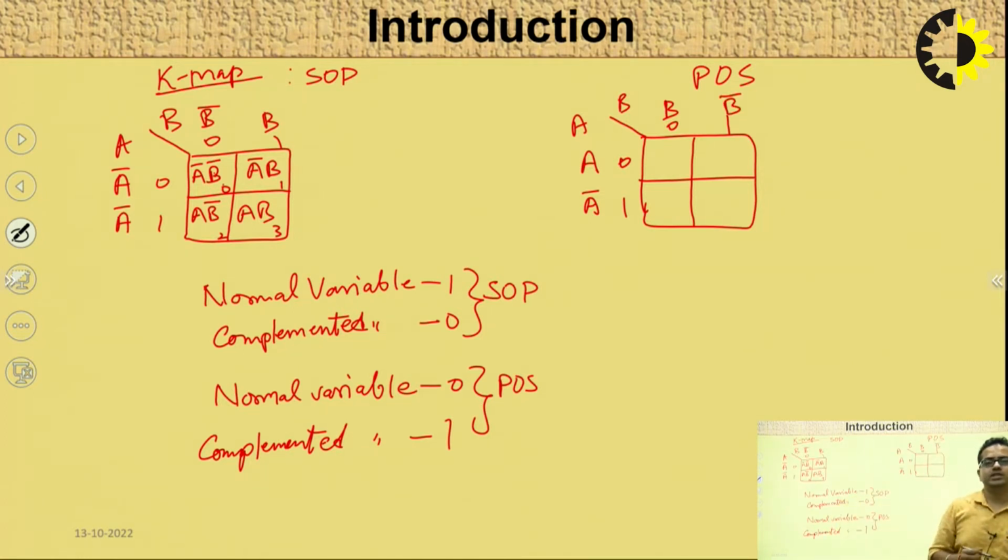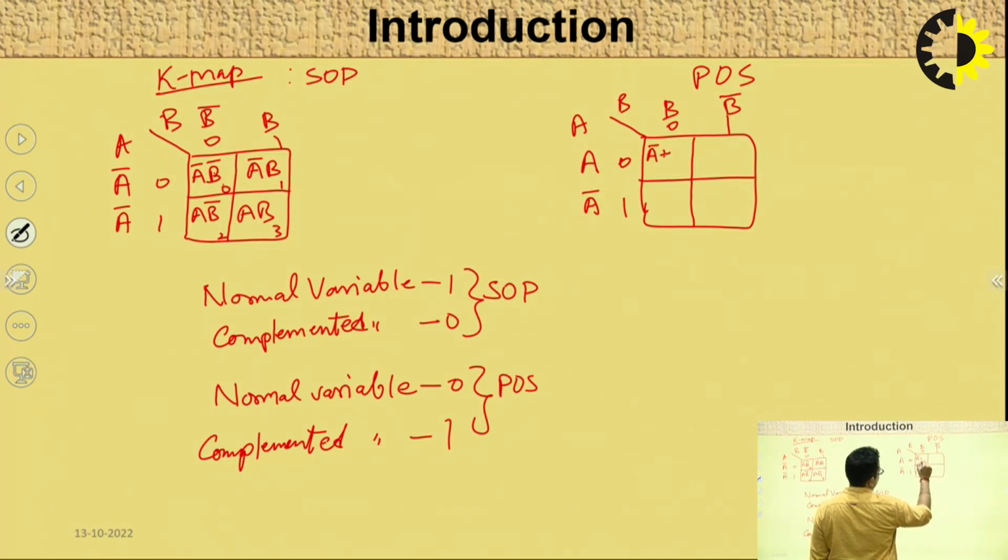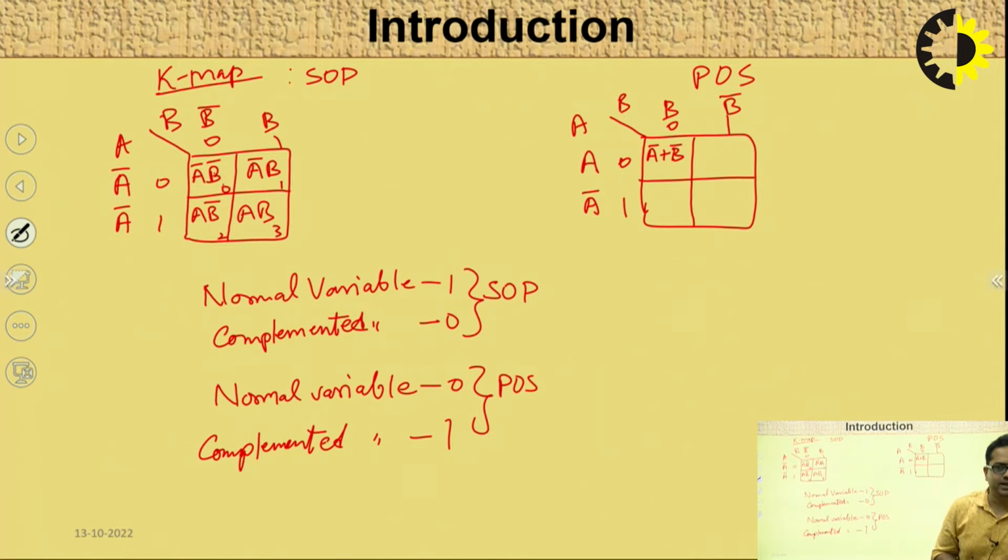Now let's fill each and every cell of a K map. Here it is first row, first column. So its value will be written as A bar plus B bar, because it is a product of sum, so each cell will have a sum of variables. On the other side, in SOP, each cell will have a product of variables, because it is a sum of product. On this side it is product of sum.